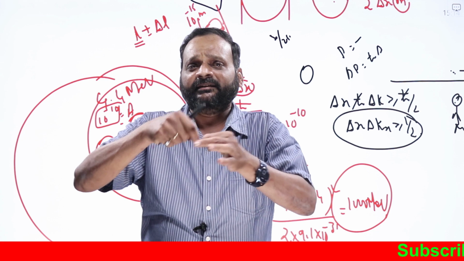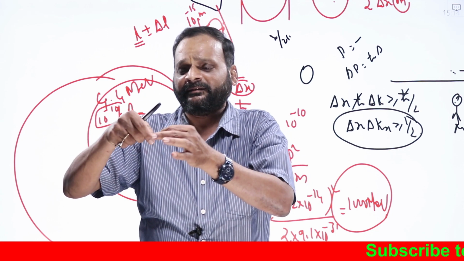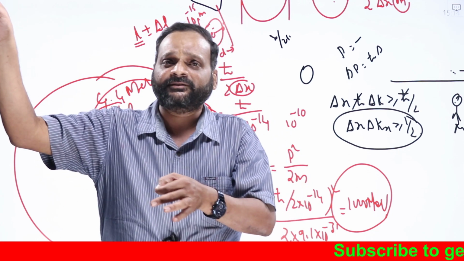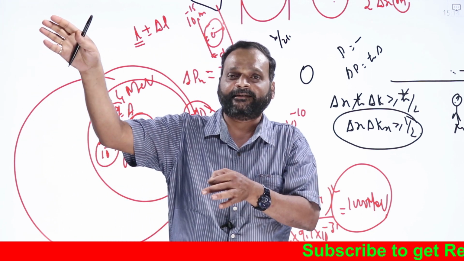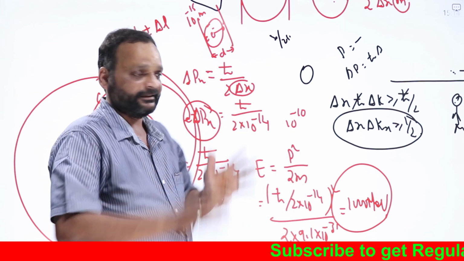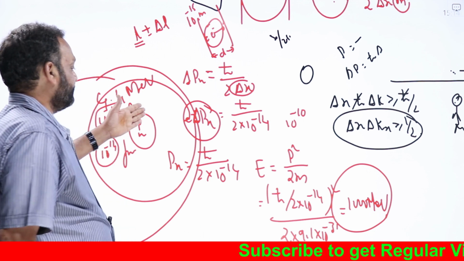Just before the emission, a neutron transforms into a proton and an electron. The proton stays back, and the electron gets pushed out of the nucleus because it should not stay inside. That's how we approach those theories. So this is about the uncertainty principle.